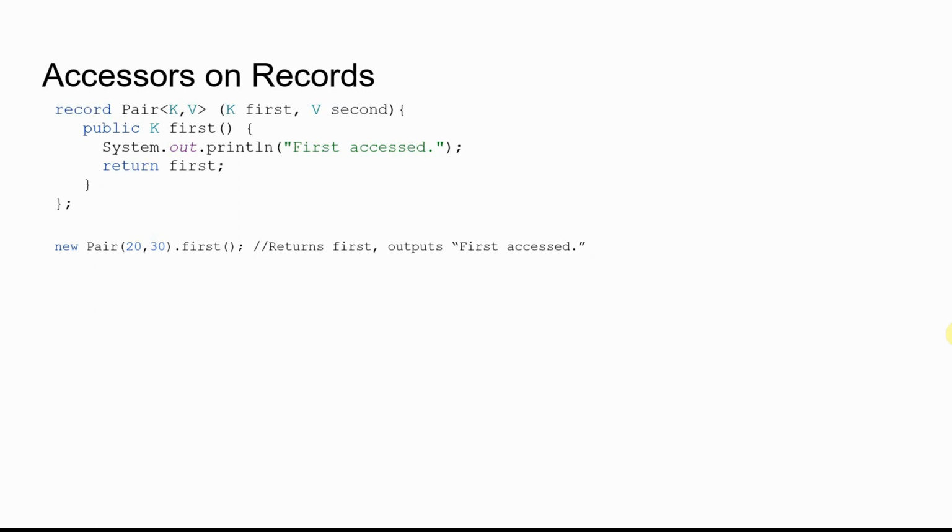In this example, the first accessor method logs to the standard out with the message "first accessed." If you change the value your accessor returns, then you might also need to override the equals and hashCode methods, as your users might expect different behavior than they get if you've returned different values.